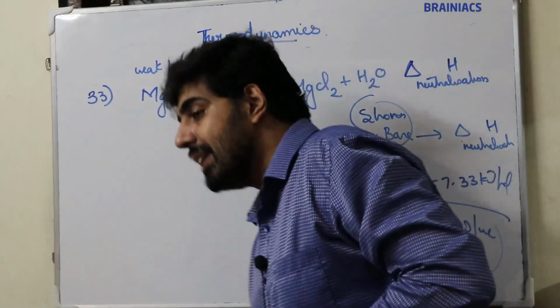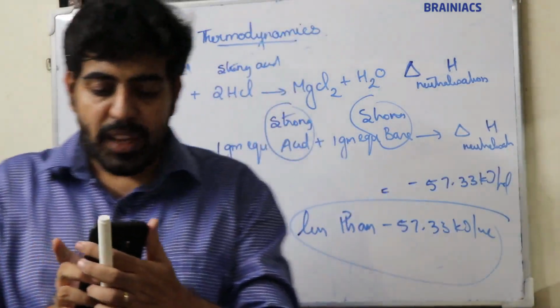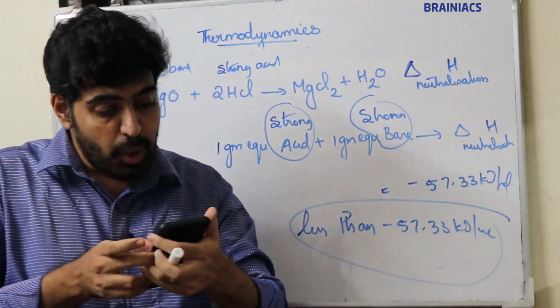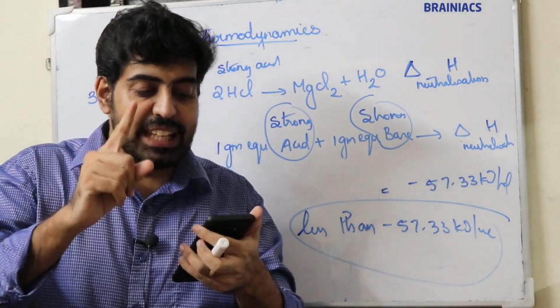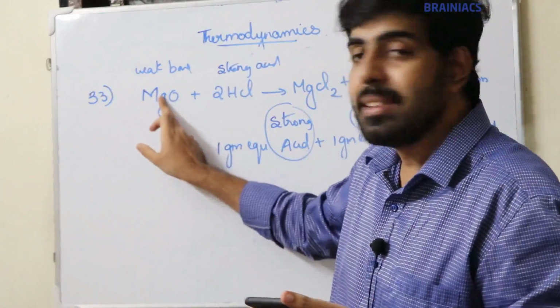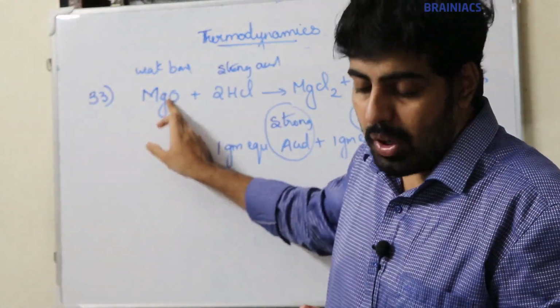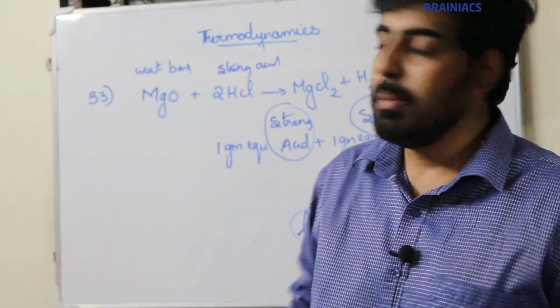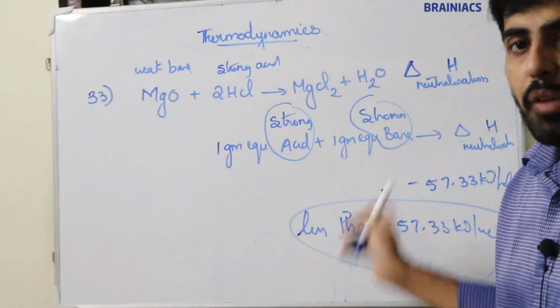So here the answer is option 1, less than minus 57.33 kilojoules, because one among them, that is magnesium oxide, is a weak base. So the value will be lower. I think it's clear. You have to remember this.